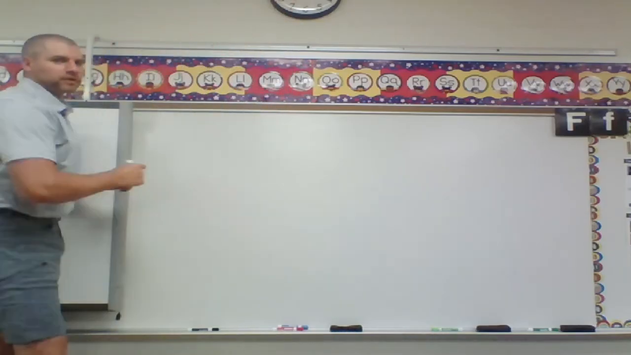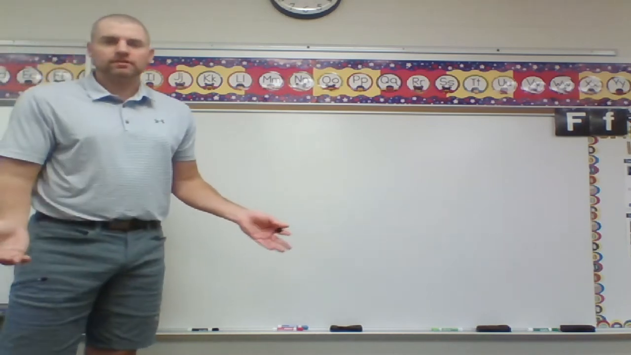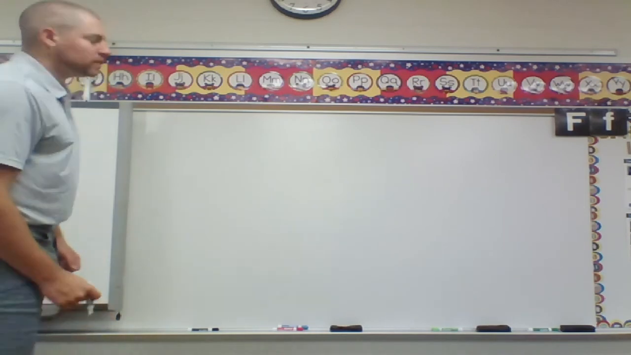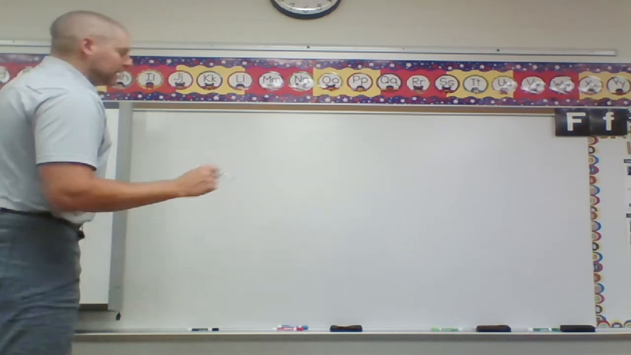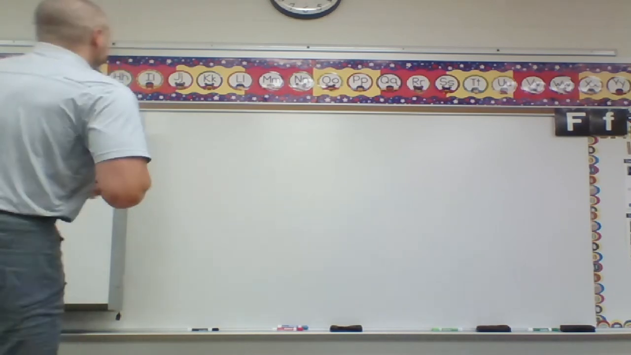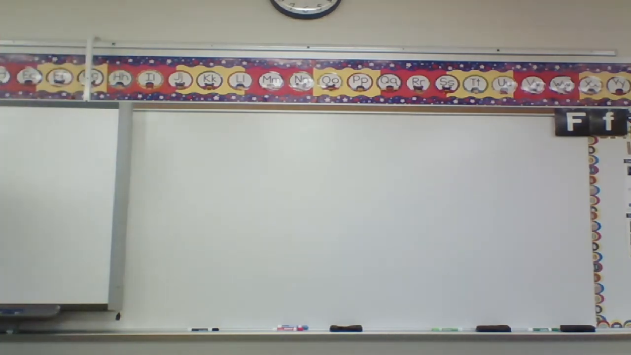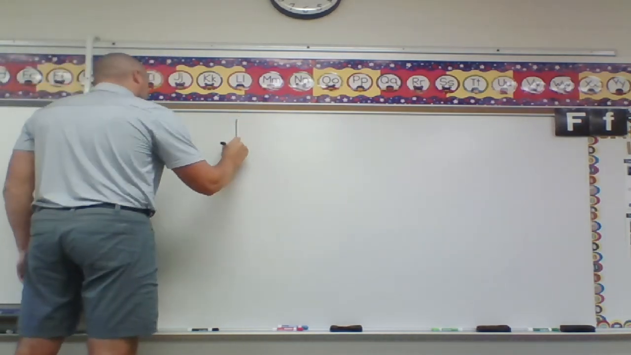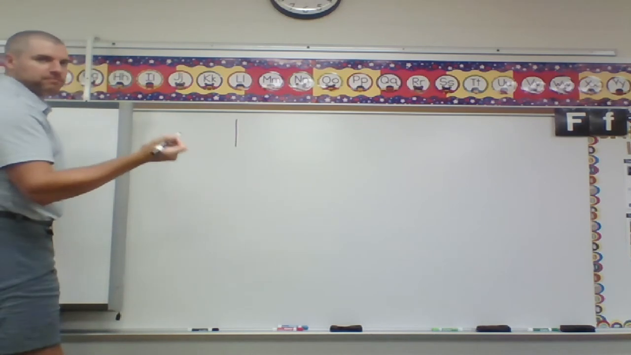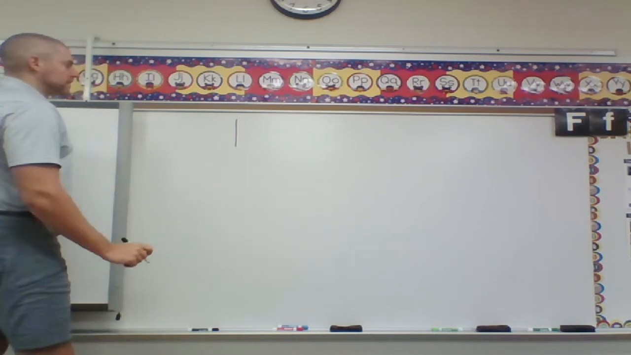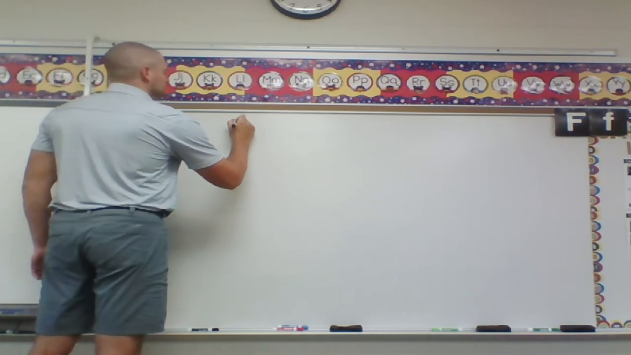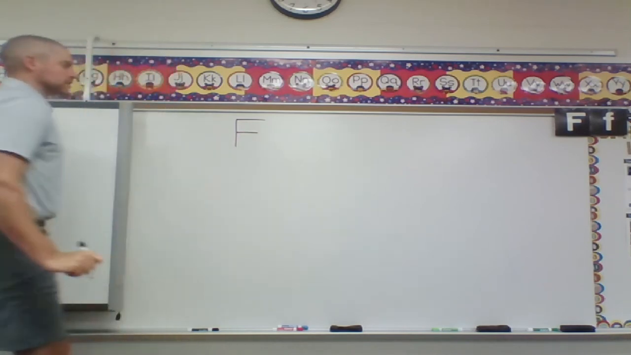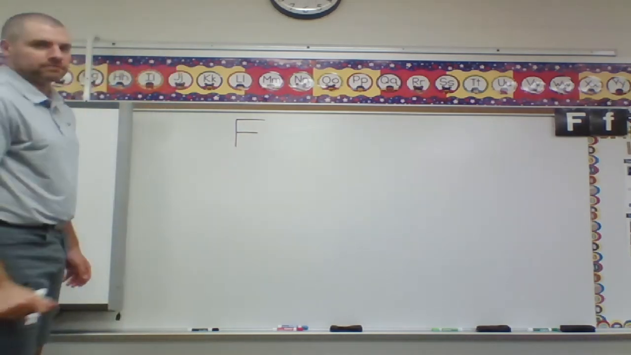All right, we're at the big board now, and we're going to talk about how we write our capital F and our lowercase f. Okay, we're going to start with our capital F. So just like our letter E, when we make a capital F, I'm going to start at the top and I'm going to make a straight line down. Okay, notice I pick my marker up. After I pick that marker up, I'm going to go back to the top. I'm going to make a straight line across, and then I'm going to go to the middle and make another straight line across to make my capital F.